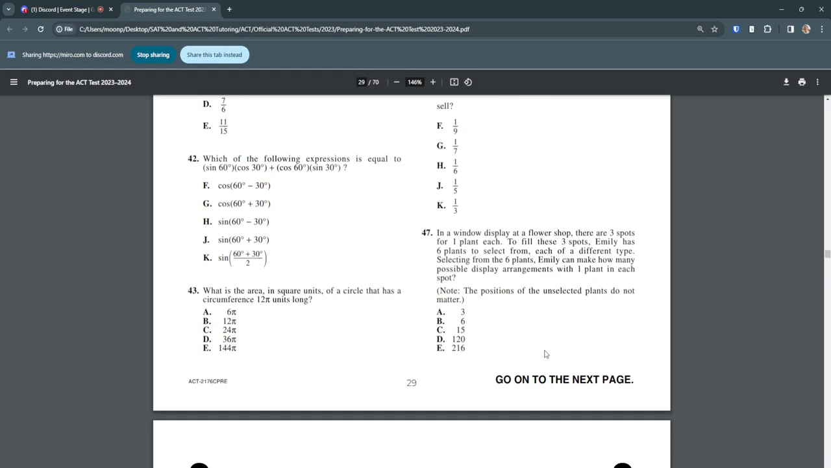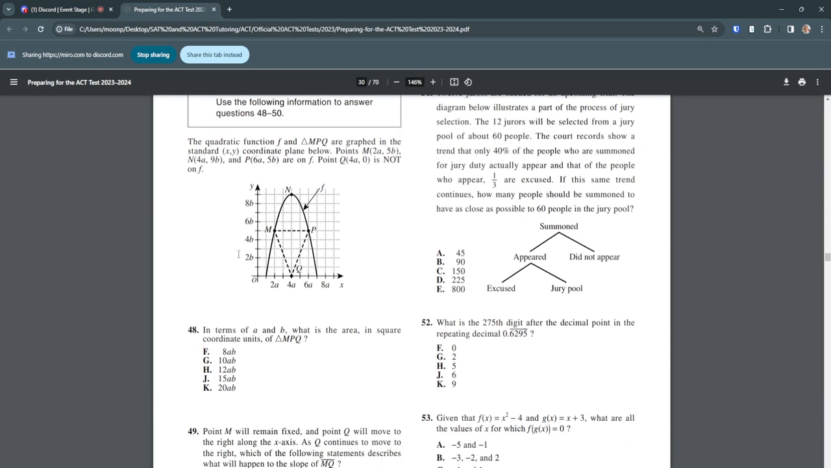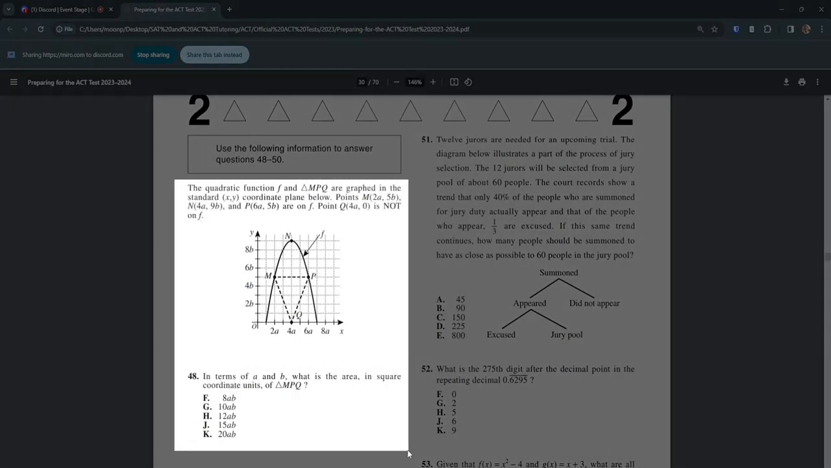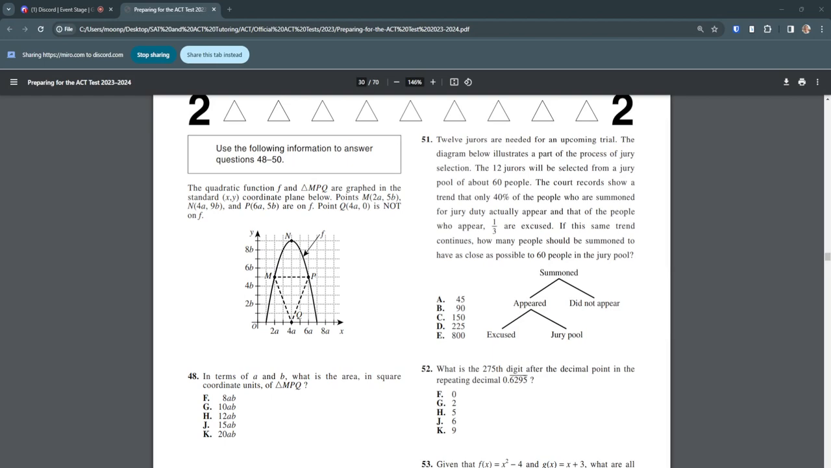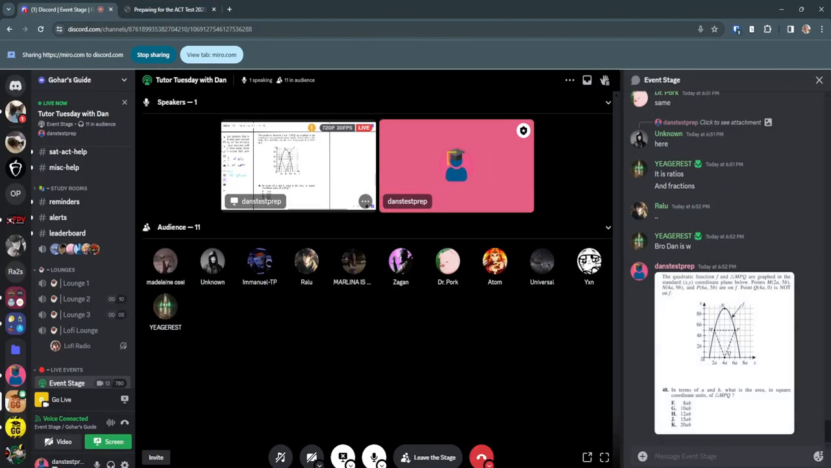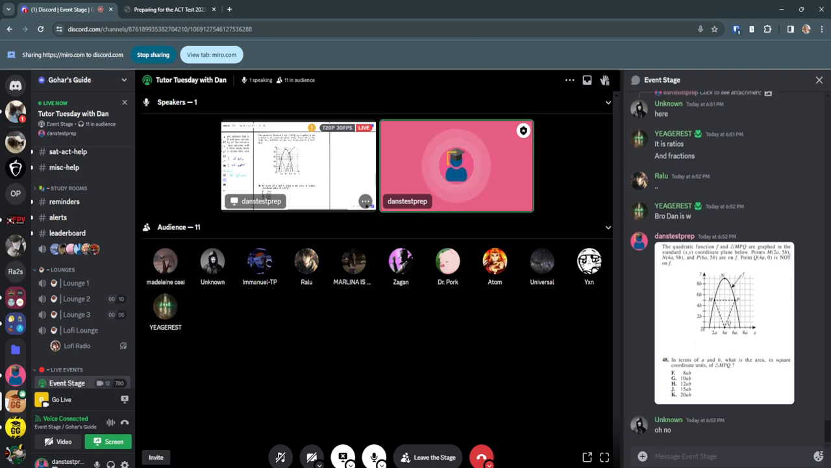Let's look at our next problem. It's kind of like a multi-part problem, actually. Let's do the first one. Some very nice coordinate geometry for us. A quadratic function f and a triangle MPQ are graphed in the plane below.